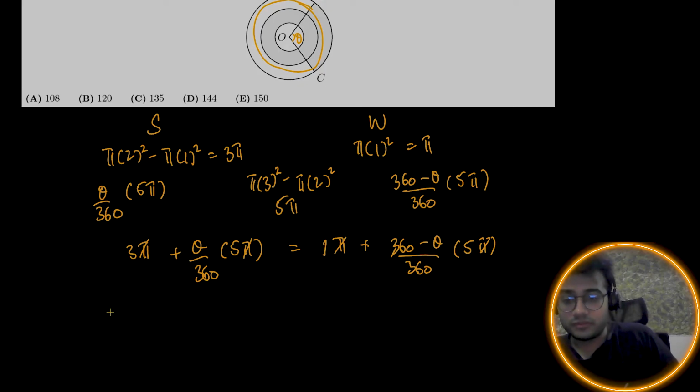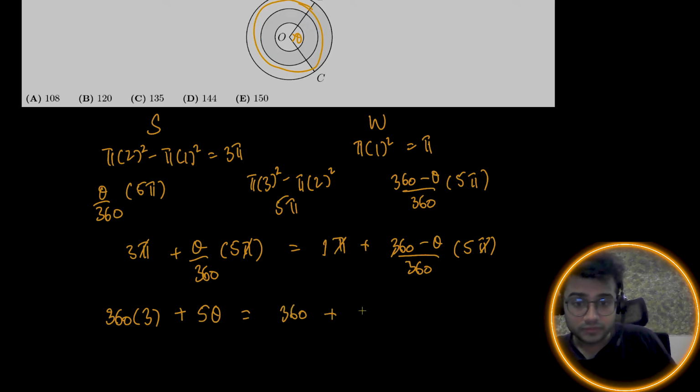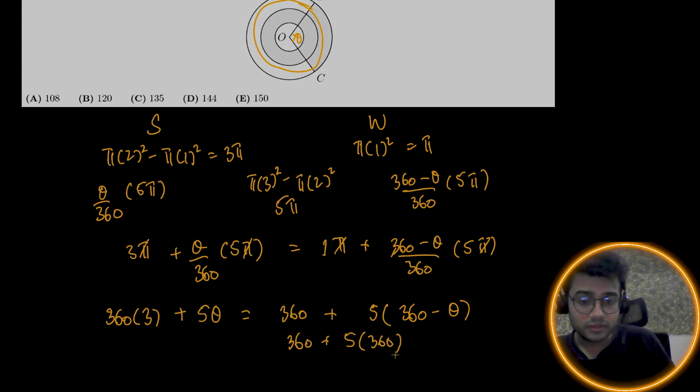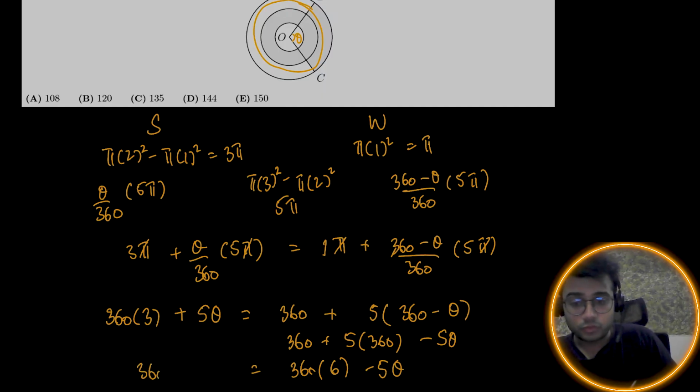So multiplying everything by 360, we get 360 times 3 plus 5 theta equals 360 plus 5 times 360 minus theta. Okay, let's simplify it a bit. Let's open up this bracket. We get 360 plus 5 times 360 minus 5 theta, which is going to be 360 times 6. I'm not multiplying this out because I can just do that calculation at the very end, since there is some simplification that will be happening here as well.